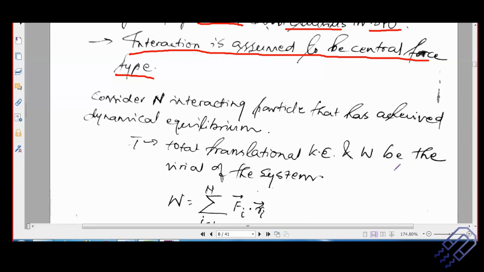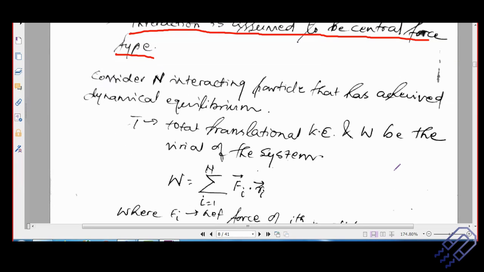So let's do the setup of this. I'm going to explain everything step by step, so just concentrate here. Let's consider interacting particles. All of these particles are interacting with each other, and they have also achieved dynamical equilibrium. What do I mean by dynamical equilibrium? In simple words, it does not mean that the particles are not moving. They are moving, no doubt, and for that they will have a kinetic energy, and if they have a kinetic energy, they are dynamic in nature.